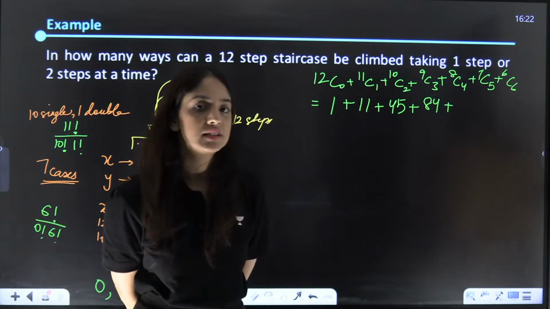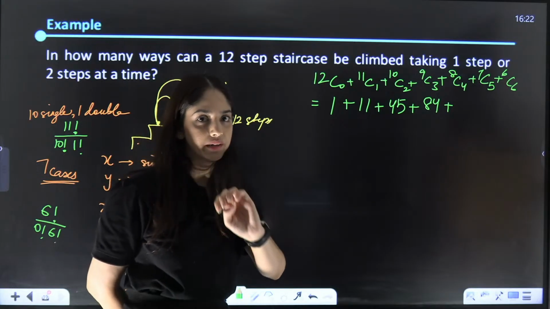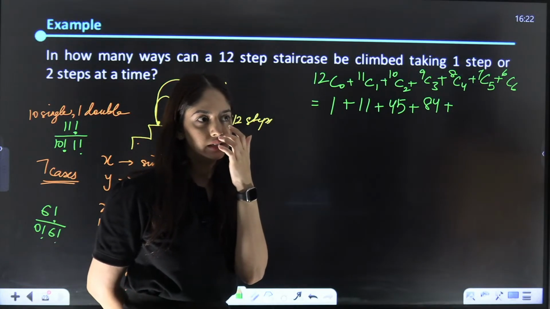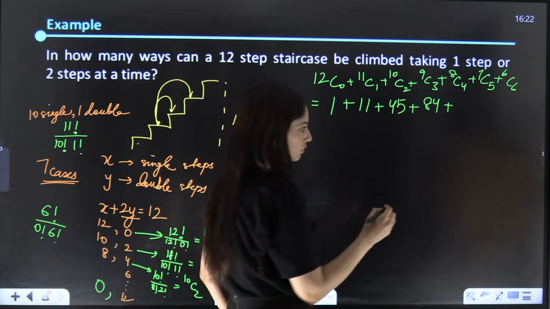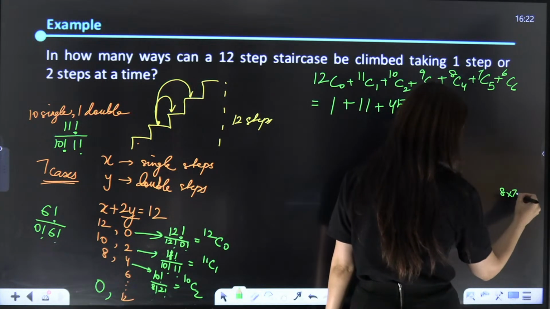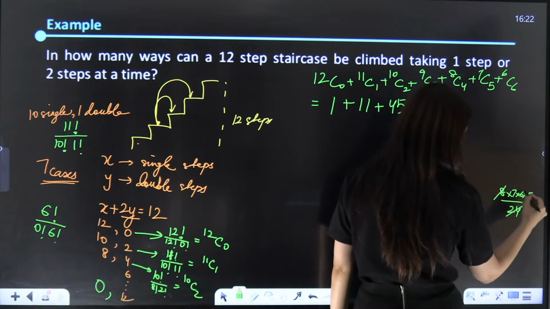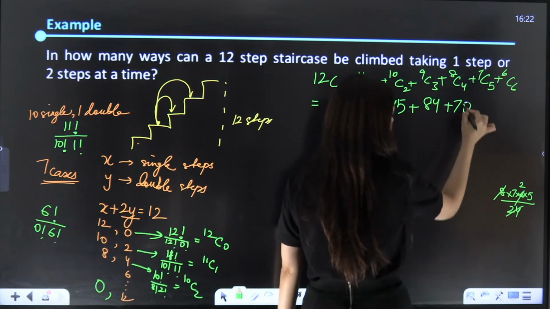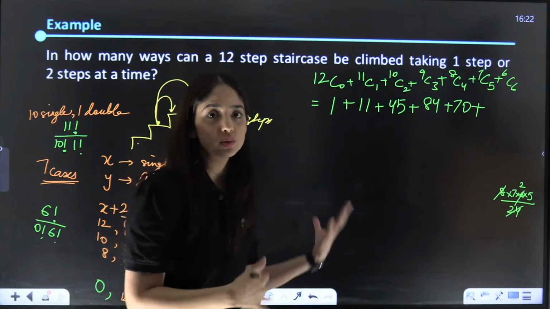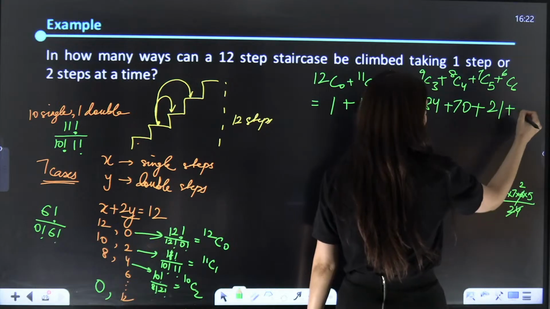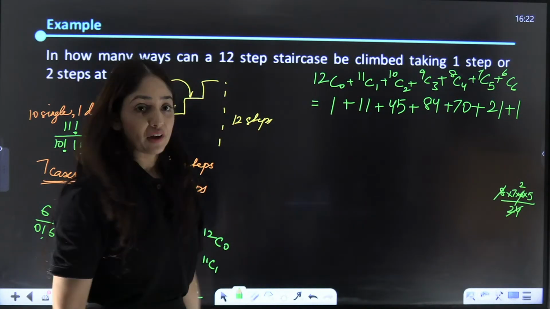Plus 8C4. 8 into 7 into 6 into 5 by 24. So that is... Okay, now I have to write down. 8 into 7 into 6 into 5 by 24. So that is 70. Plus 7C5, that is also 7C2. So 21 plus 1. And we add these up. A lot of calculations, yes.